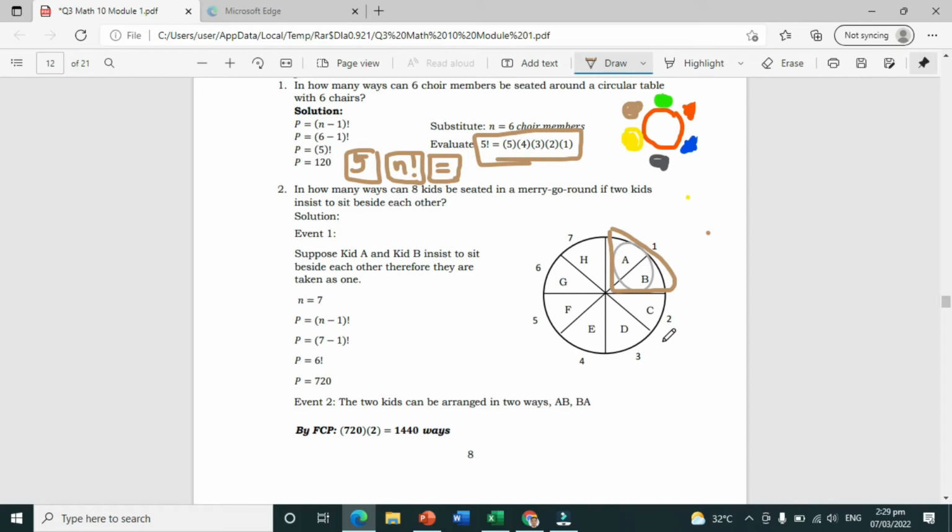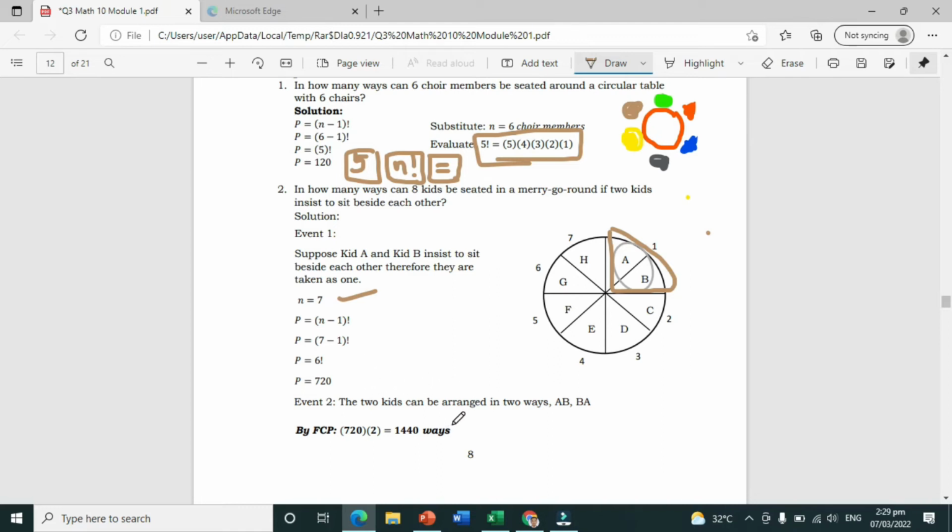So, n equals 7. Since this is taken as 1, so 1, then 2, 3, 4, 5, 6, 7. So, n equals 7. So, P equals 7 minus 1 equals 6 factorial. So, 6 factorial is equal to 720.